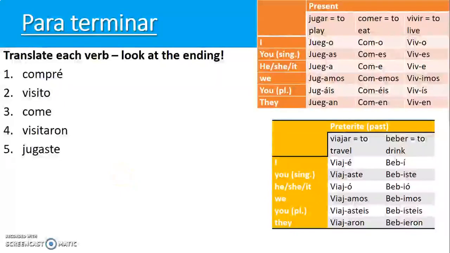And the final little activity, I would just like you to translate each one of these verbs. So look at the ending, and you'll also need to know what the stem part means. So this compre is from comprar. So I'm not going to tell you what it means. If you want to, you can look back in your fact book, but hopefully you can remember some of this vocab from today. Visitaron is probably the easiest one. So use the endings that you've got here, the tables, to work out what each verb actually means. So pause the video and have a go.